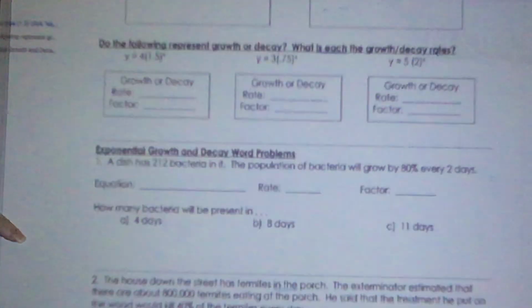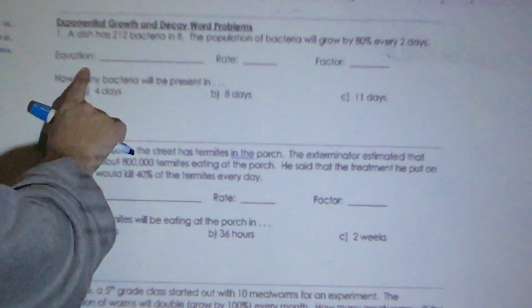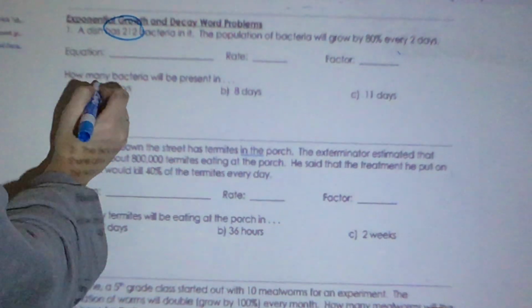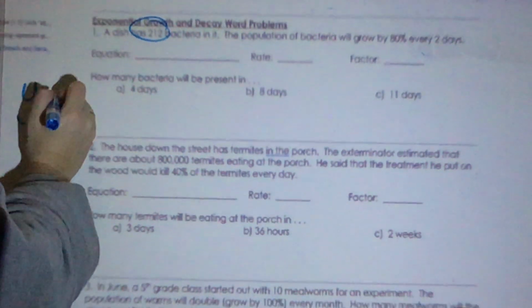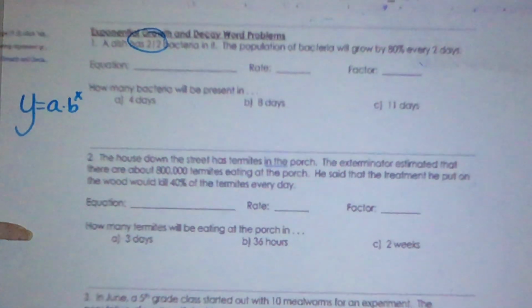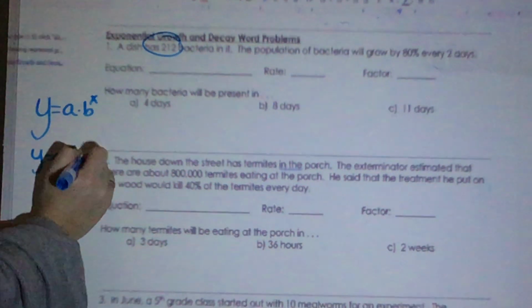Now going on to some examples of when you'll see growth and decay. This first example, a dish has 212 bacteria in it, and the population of bacteria will grow 80% every 2 days. So the important things for us to be able to write our equation are our starting number. That's our y-intercept. So we're using the formula y equals a b to the x, or for growth, it's going to be y equals a, 1 plus the rate, for each time period.